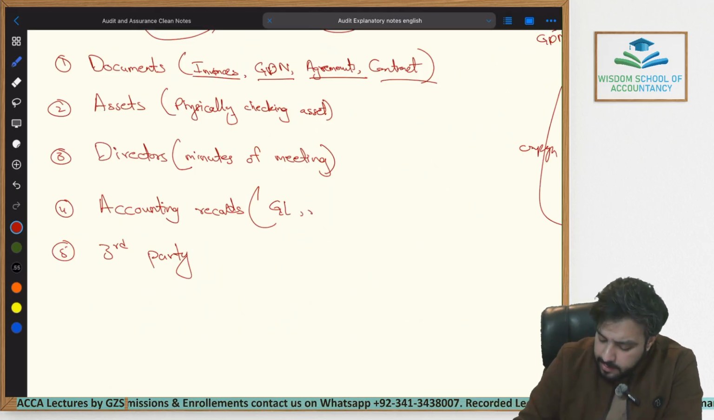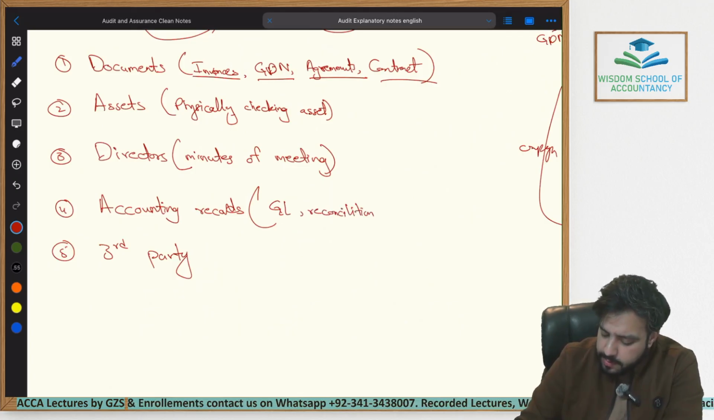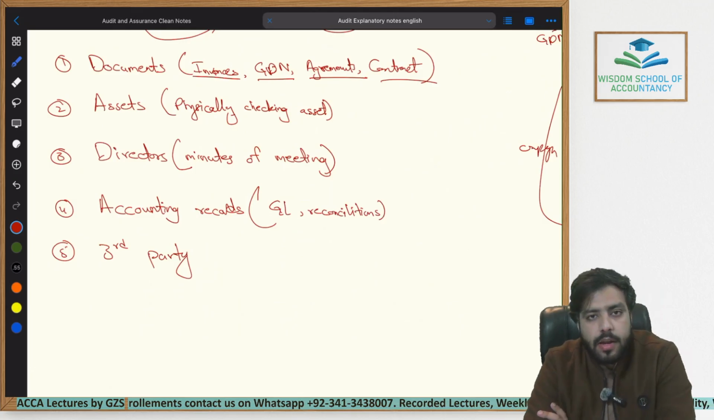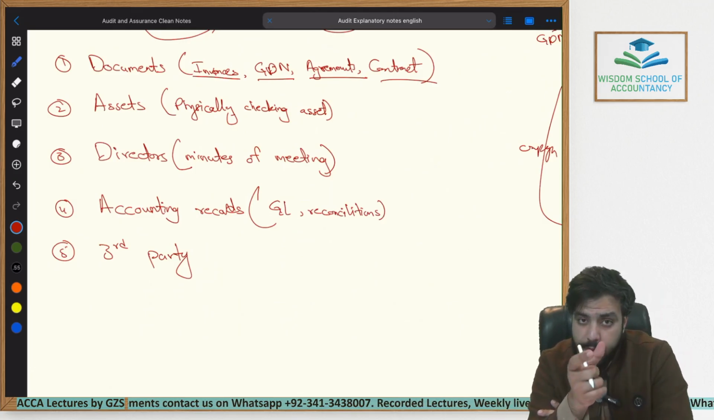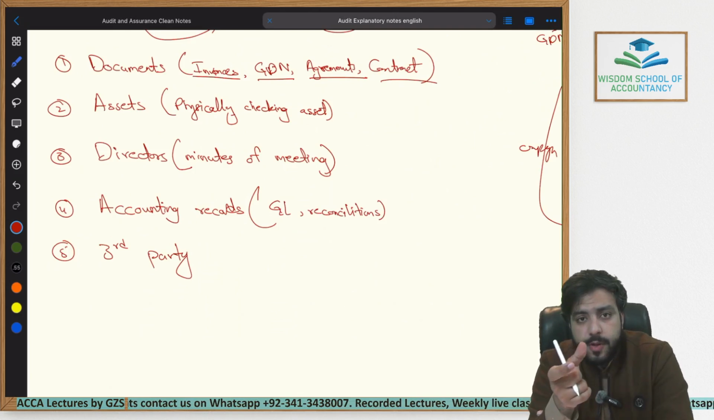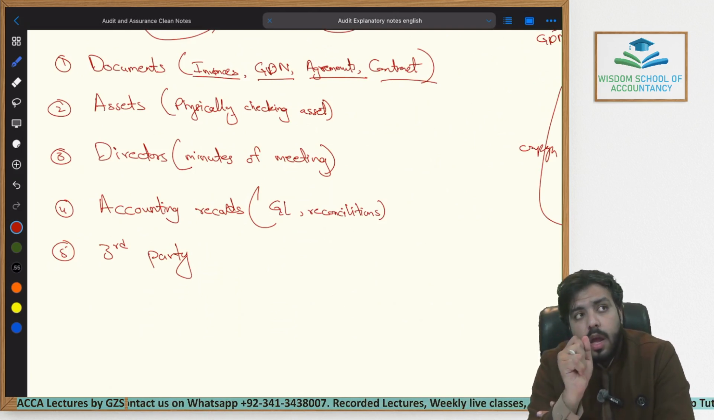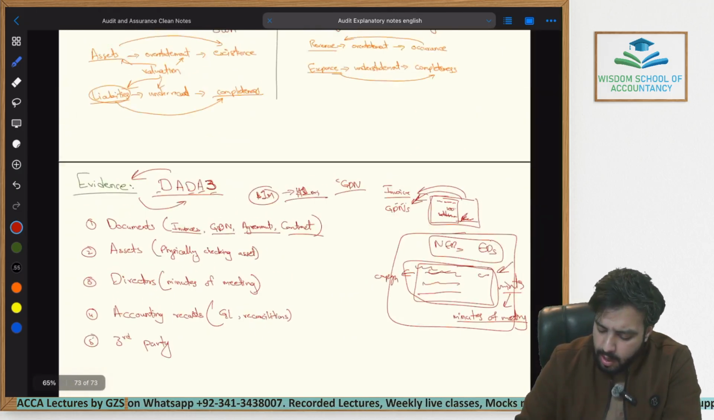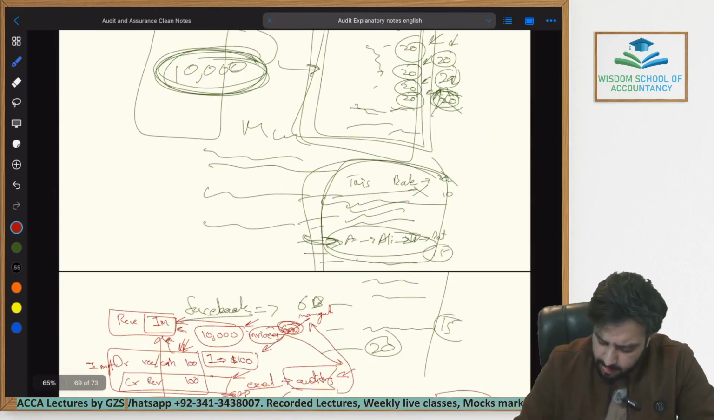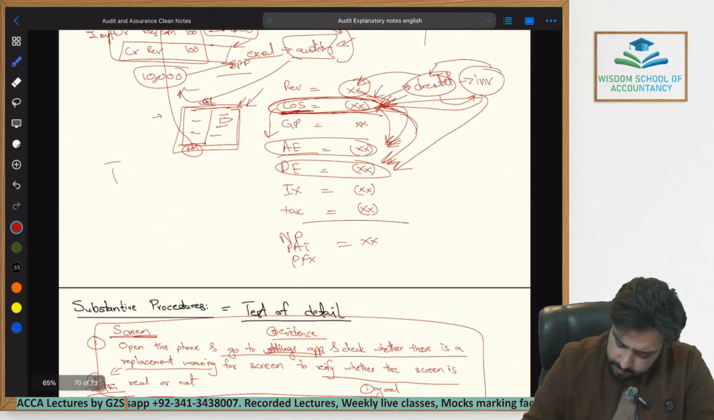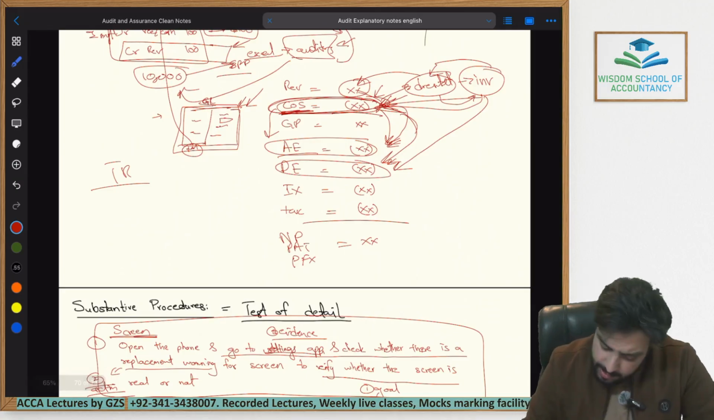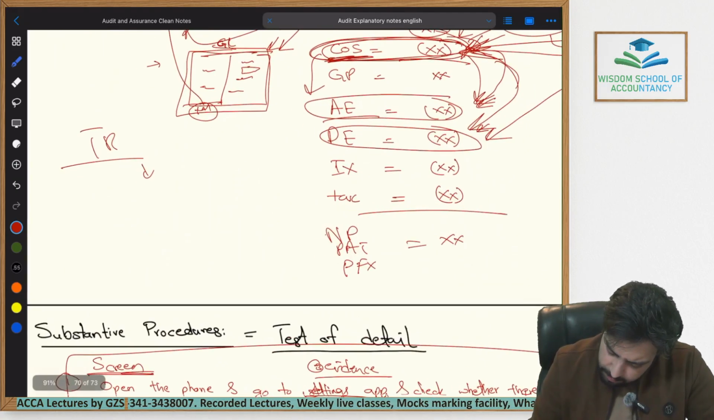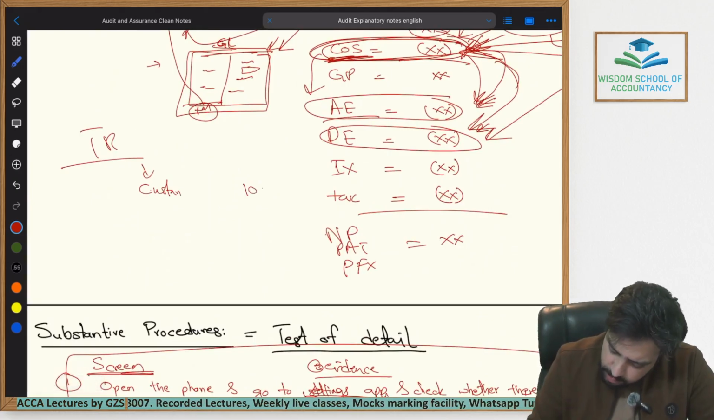Secondly, reconciliations. What are reconciliations basically? What is a reconciliation? If you remember, within FA1 or within F7 as well, you heard the word reconciliation. Let's assume an example that I would like to give you, regarding trade receivable. Company says they have a receivable from customer A of $1,000.